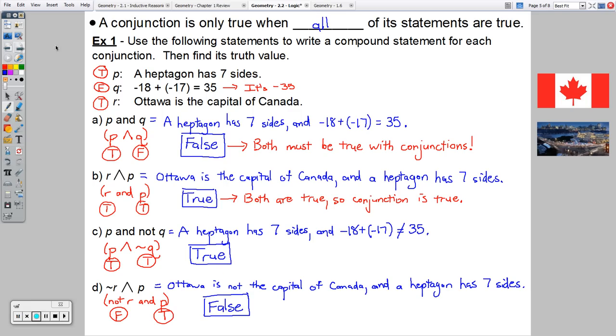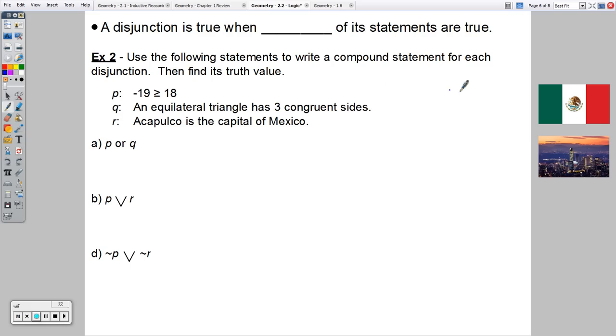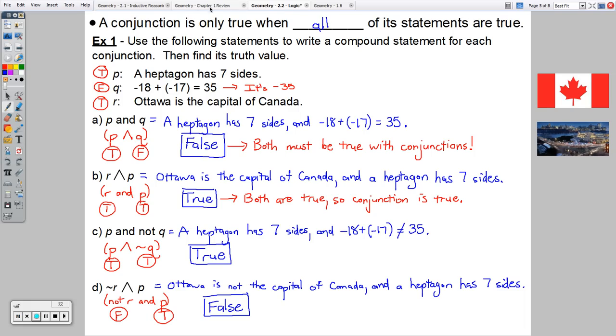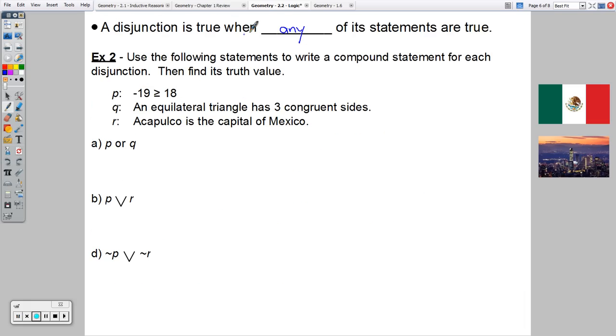Now moving on to disjunctions. Oh, look who it is. It's going to be our neighbors to the south now. Welcome to Mexico. So a disjunction is true when any of its statements are true. With a conjunction, all the statements had to be true. A disjunction, any of the statements true makes the disjunction true.